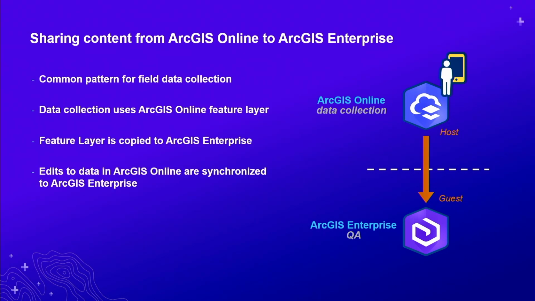Again, this is a very common pattern, especially for field data collection. The data is collected against feature layers published in ArcGIS Online, and then those feature layers are copied to ArcGIS Enterprise. Any edits to that data in Online are subsequently synchronized to ArcGIS Enterprise.